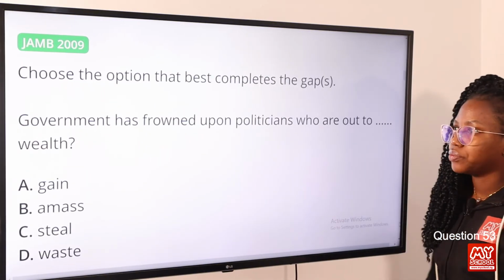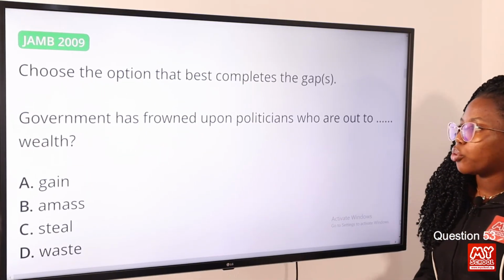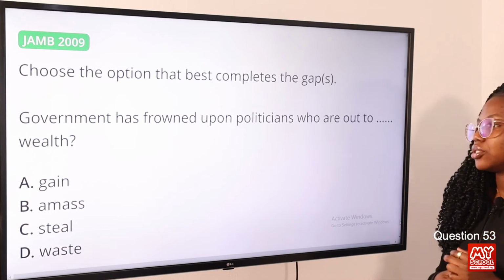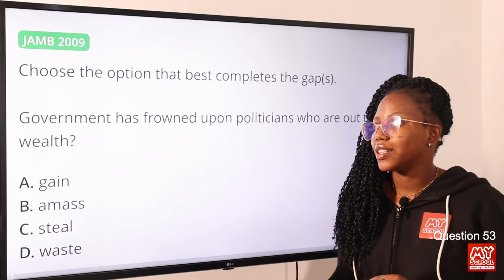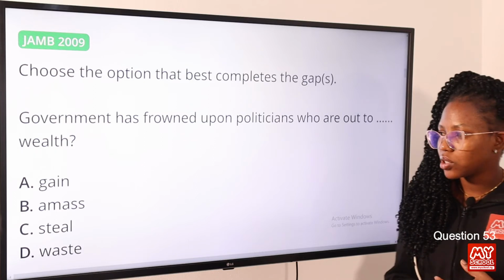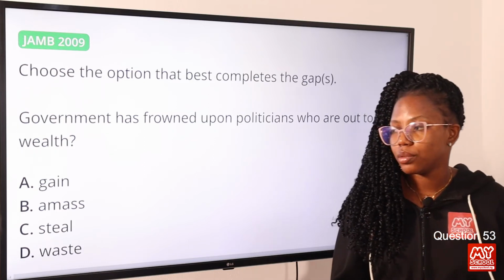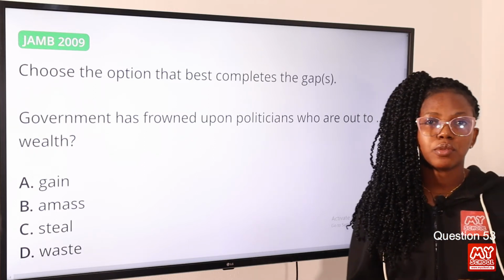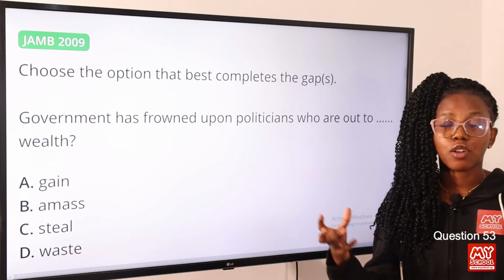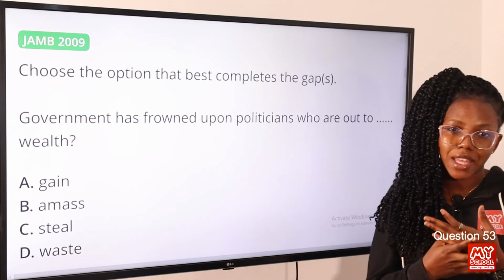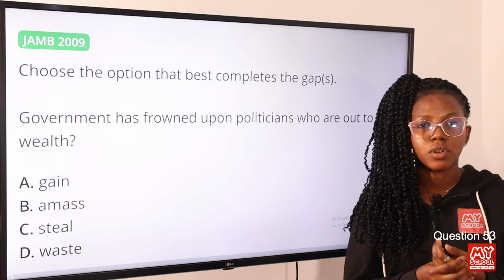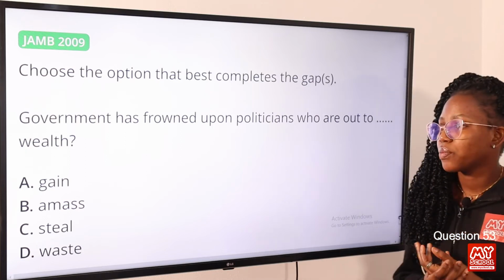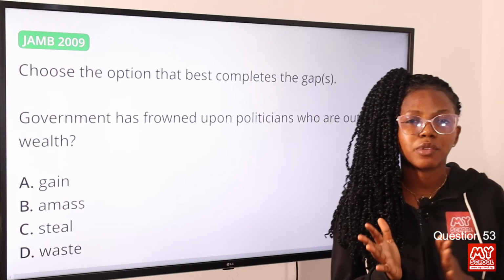Question 53. Government has frowned upon politicians who are out to dash wealth. Option A, gain. Option B, amass. Option C, steal. Option D, waste. The answer to this question is option B, amass. Amass means to accumulate wealth or to gather together. Okay, so you are gathering together wealth or you are accumulating wealth. So the answer to this question is option B, amass.